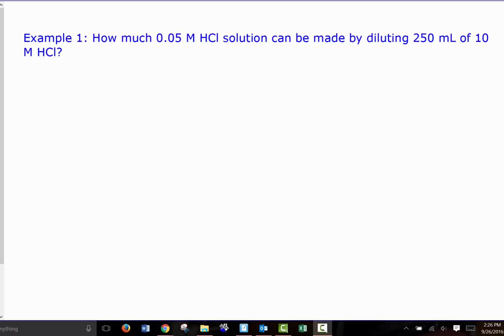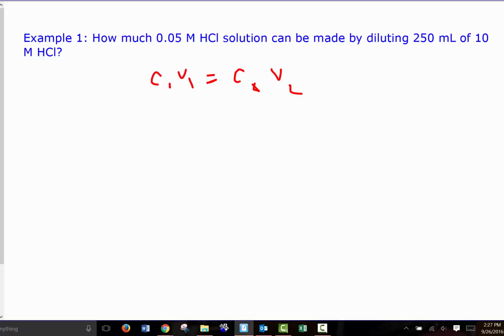We're going to use this formula: C1 V1 equals C2 V2. And we need to recognize which variables we have. So we want to know which of these, C1, C2, V2, V1, which ones do we actually have? What are we looking for?